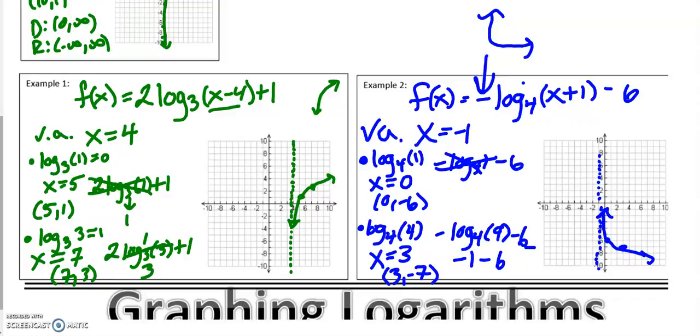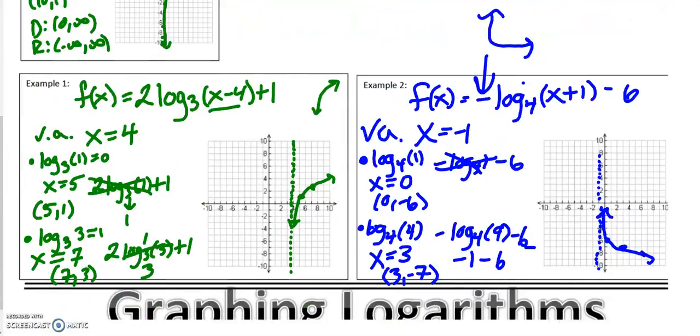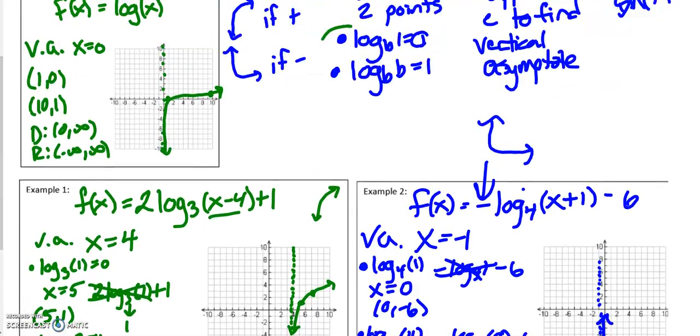The key is to find your two nice points by using those two properties. If I scroll up right there, log base b of 1 is 0 and log base b of b is 1. Choose x values to make that happen.